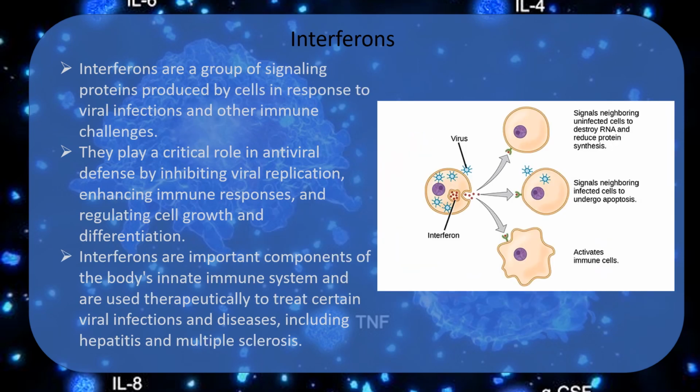Next is interferon. Interferons are a group of signaling proteins produced by cells in response to viral infections and other immune challenges. They play a critical role in antiviral defense by inhibiting viral replication, enhancing immune response, and regulating cell growth and differentiation. Interferons are an important component of the body's innate immune system and are used therapeutically to treat certain viral infections and diseases, including hepatitis and multiple sclerosis.